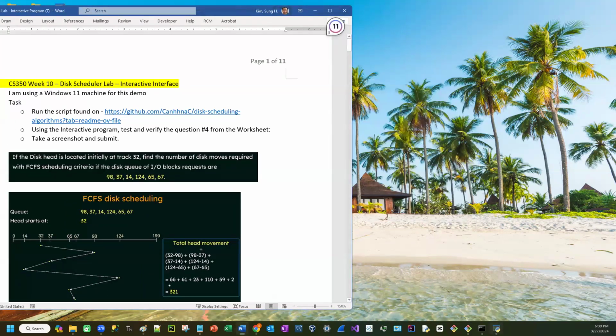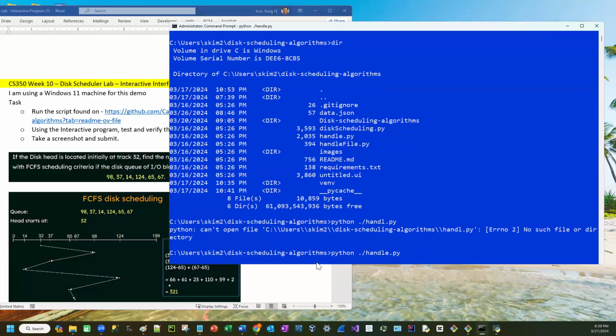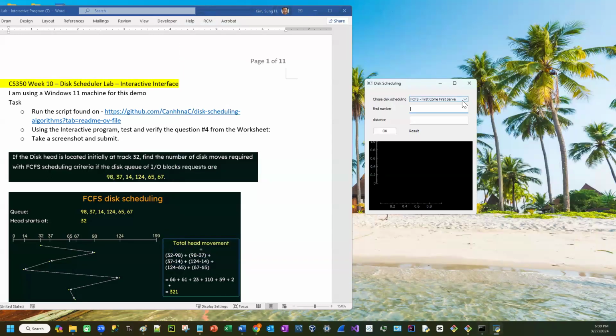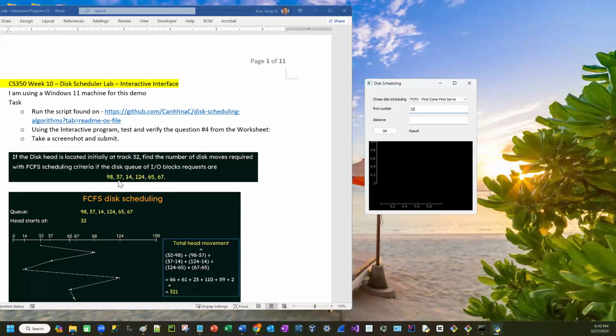Since we're using first come, first serve, here's a drop-down menu you can click, and then pick any one of these that you like. But we're using first come, first serve, so I'm going to pick that. The first number is 32 because that's where it starts. And then all you need to do is type in this series of request numbers separated by commas.